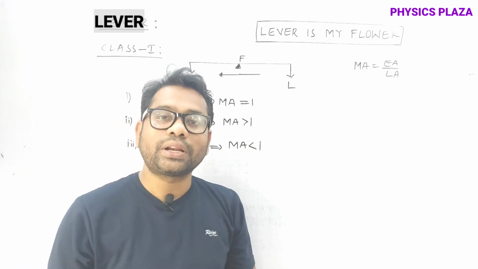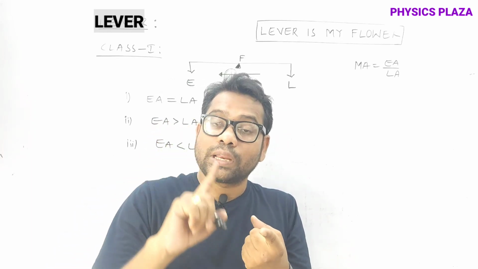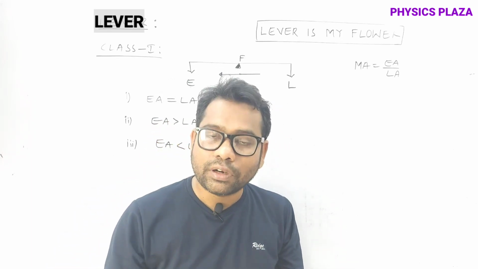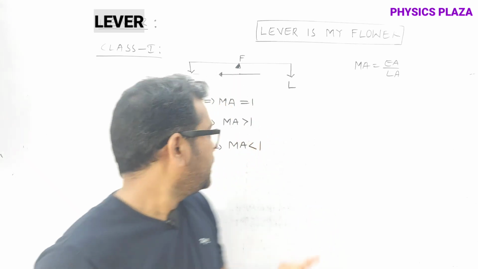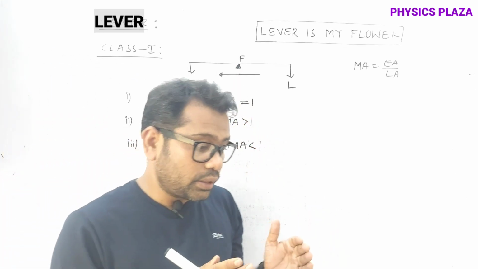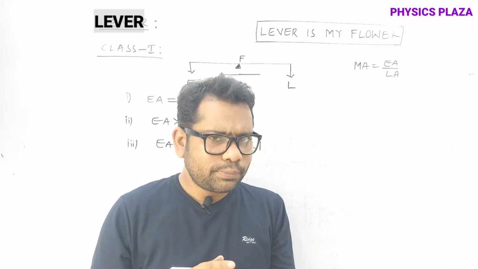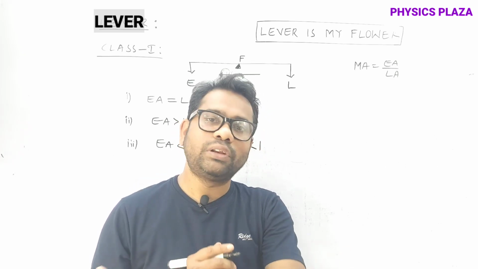Children, this is a very important conclusion which we got. For class 1 levers, mechanical advantage can be equal to 1, can be greater than 1, can be less than 1. Children, if mechanical advantage is equal to 1, they are used to change the direction of effort applied. The best example, a single fixed pulley you can take.